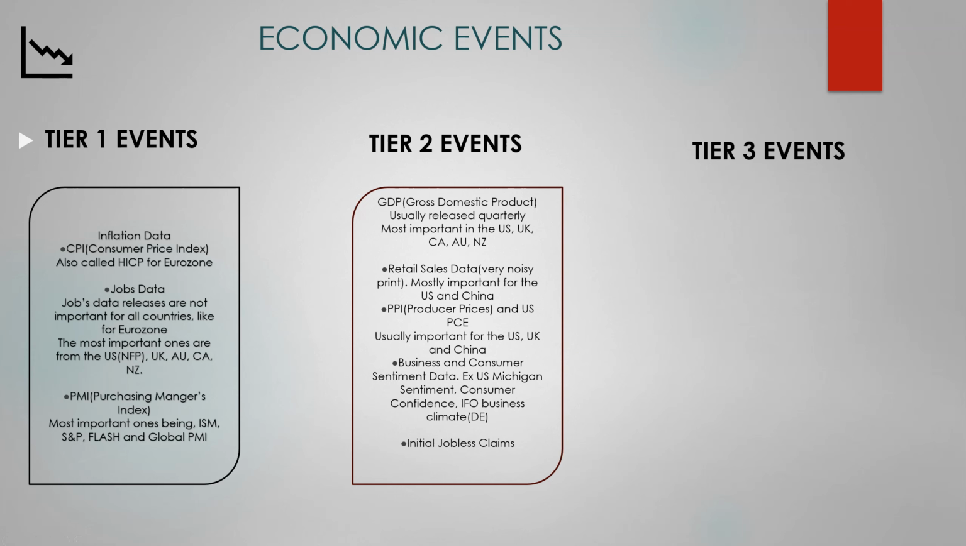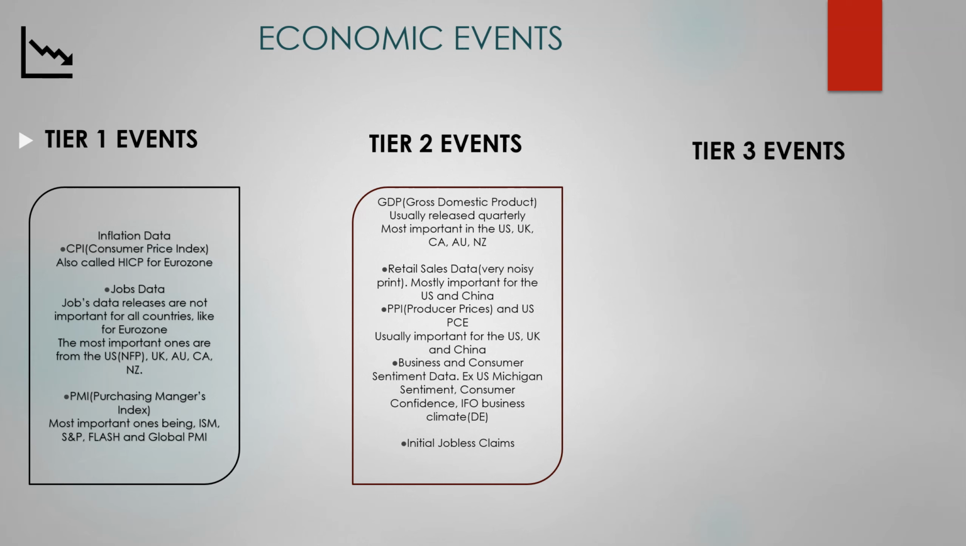For the tier 2 events, we have the GDP, which is the gross domestic product, and it's usually released quarterly, which means after every 3 to 4 months. And it's mostly important in the US, the UK, Canada, Australia, and also New Zealand. So these are the countries you want to focus on for their GDP because most likely it's going to impact the market. Another tier 2 event is the retail sales data.